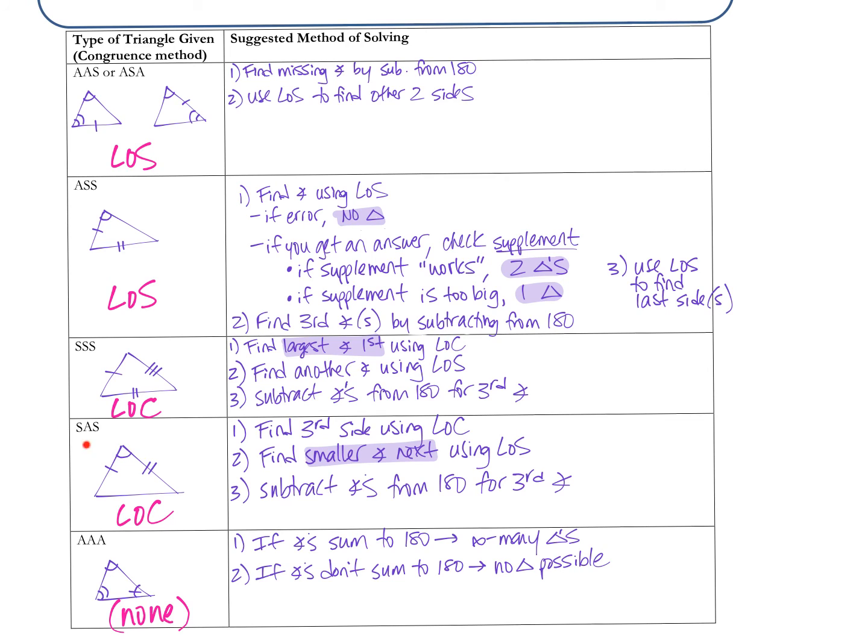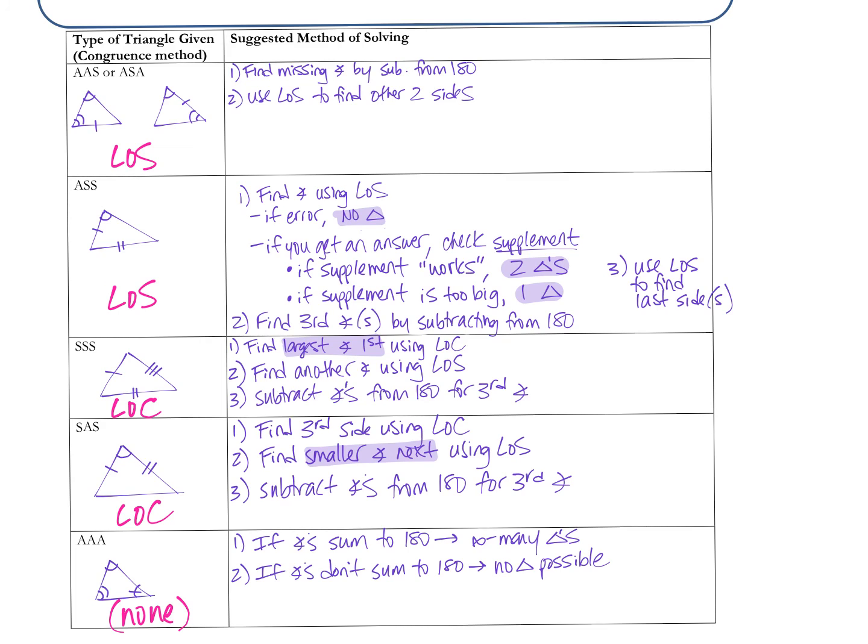If it's an SAS triangle, which looks like this, again, you're going to use law of cosines, but you start by finding the third side using law of cosines, so you need to find this side here. And then you have two angles that you need to find after that. You must find the smaller one next. So SAS reminds me of smaller angle second, is what I like to think about. So step two for SAS is the smaller angle. And then after that, just again, subtract your angles from 180 for the third angle.